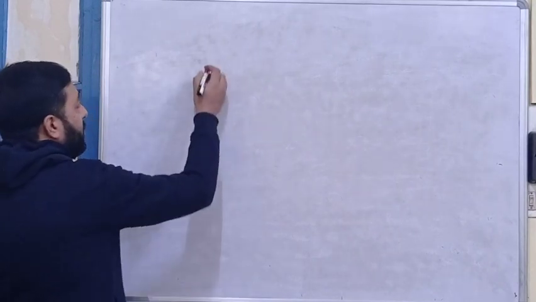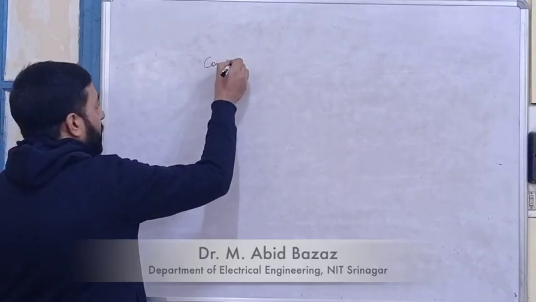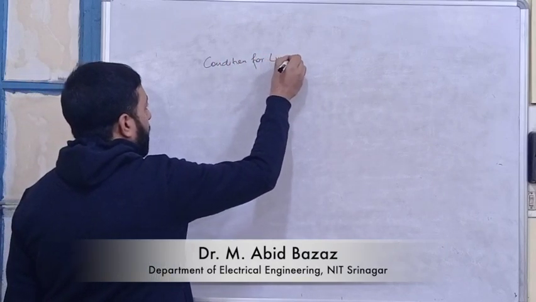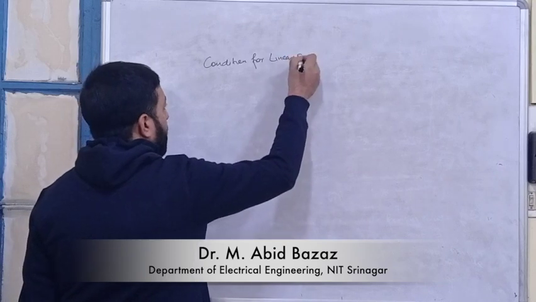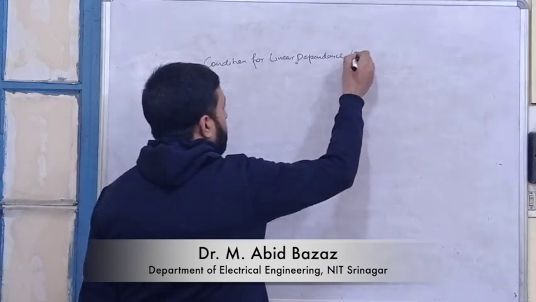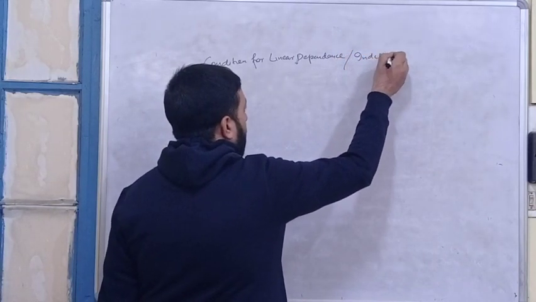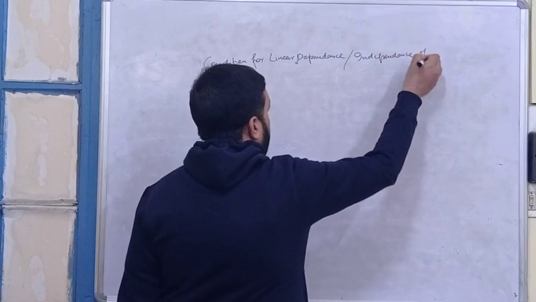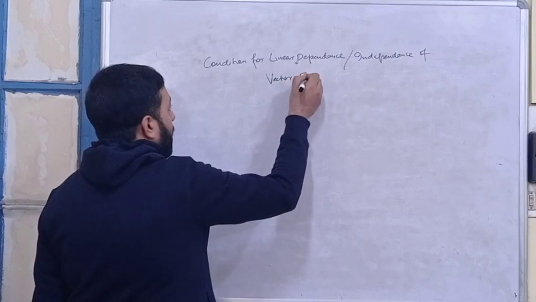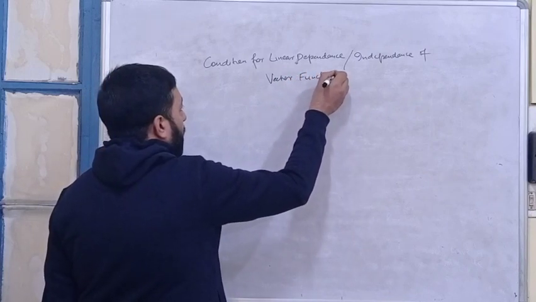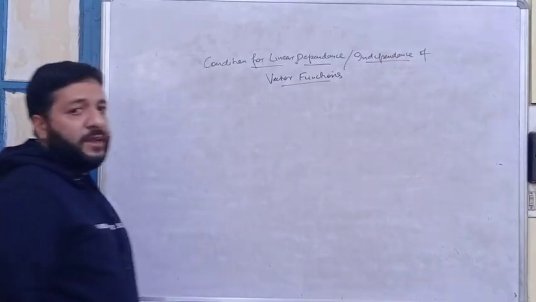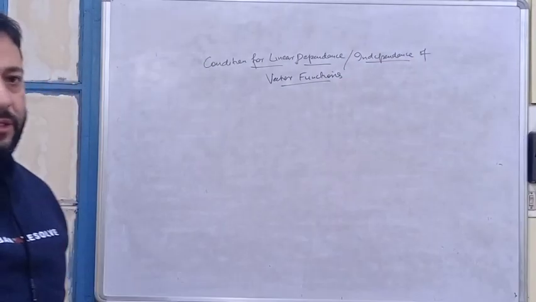Now we will take our discussion a bit further. Condition for linear dependence, independence of vector functions. Till now we were seeing the conditions of linear dependence and independence for vectors.